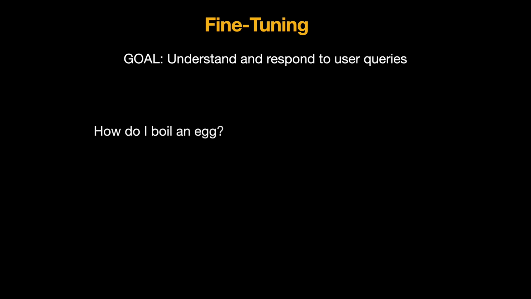In the fine-tuning phase, the goal is to make the model understand and respond to user queries. In the pre-training phase, the model has learned to complete a sentence. So when you ask it a question like, how do I boil an egg? It generally understands that this is likely a question narrated or asked by a character in some story. So it also completes it that way.